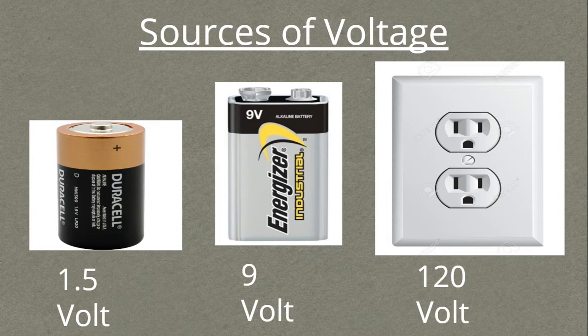Here are some sources of voltage. On the left, we have a D-cell battery, that's 1.5 volts. In the middle, we have a 9-volt battery, which you're probably familiar with. And on the right, we have an outlet, which is 120 volts, which is the standard voltage for outlets in the United States. These are all sources of voltage.